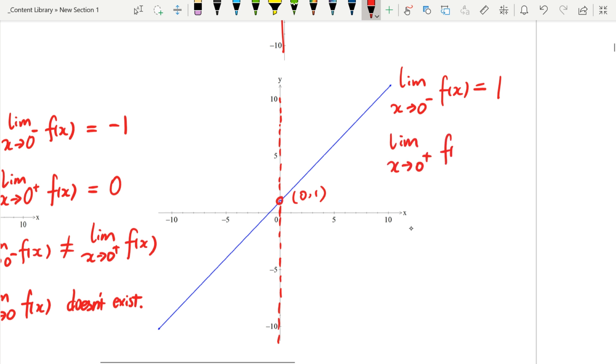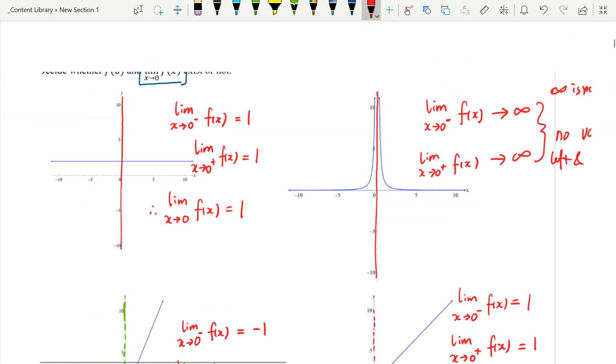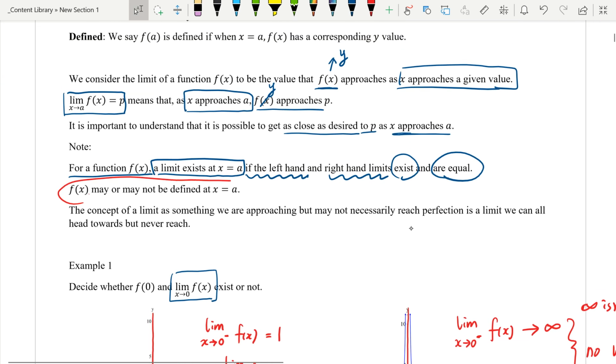How about the right hand side? Which level am I approaching? Same. So the limit does exist in this case. Both sides equal each other, so the limit equals 1. So this open circle is what this sentence is talking about: f(x) may or may not be defined at x equals a. I can have a point at a, or an open circle at x equals a. It doesn't matter. If I'm talking about limit, I don't really care what happens exactly at that point. I care more about what value you get closer to.